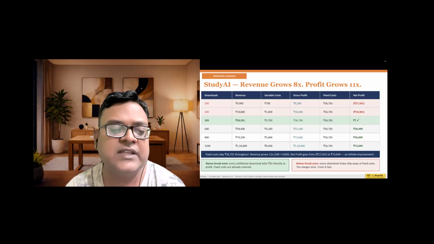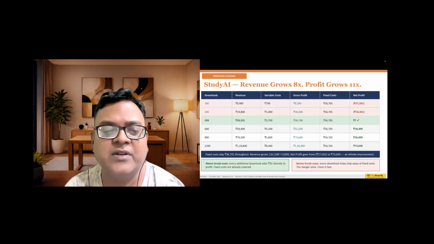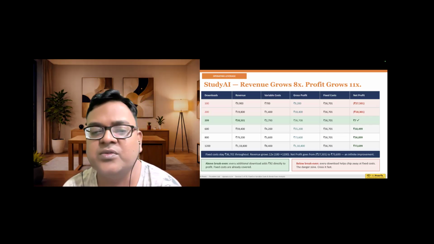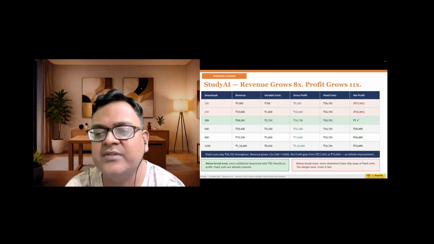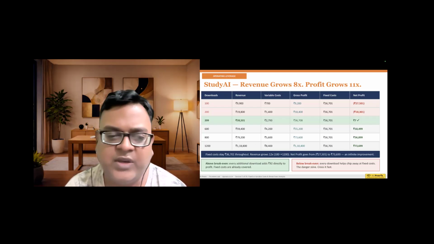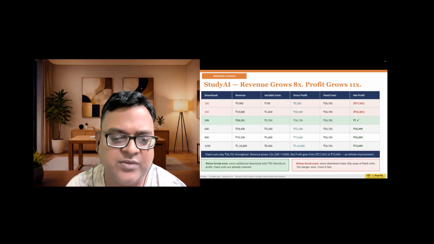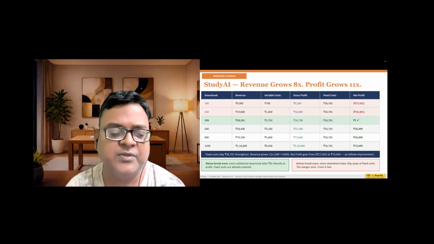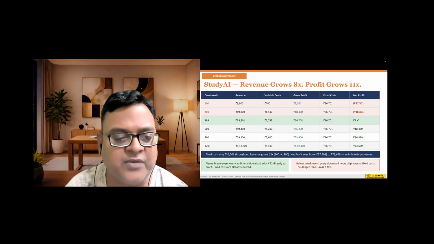So if the fixed cost stays what it is throughout, the revenue grows 12x and net profit grows from minus 27,501 to 73,699. And this is an infinite figure that we actually saw. So above break even, every additional download will add 92 rupees. So we are taking just the example of Study AI, therefore we are using this figure directly to your profit.